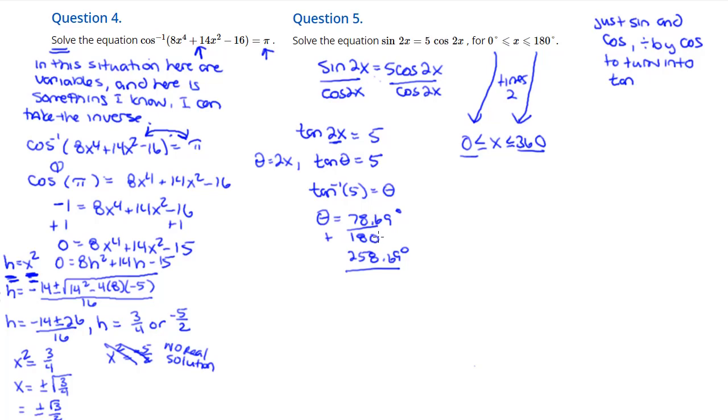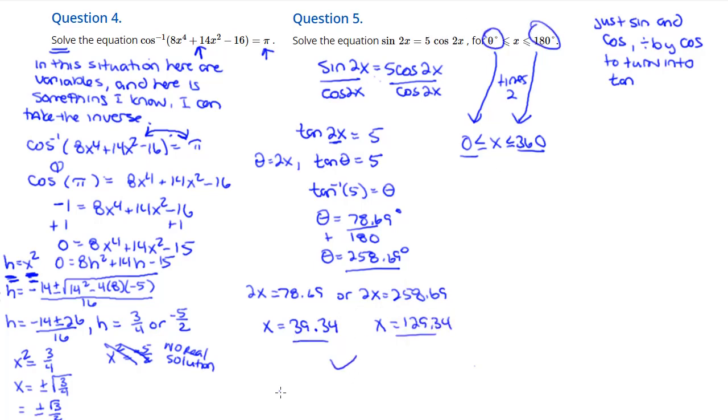So now I go back and recall, okay, I've just found theta, but what I need to find is x. So I replace my 2x with the theta, and now it's 2x equals 78.69, and I just divide by 2 for both of these angles, giving me the answers of 39.345 and 129.34. Okay, we checked the range, and we're in good shape.